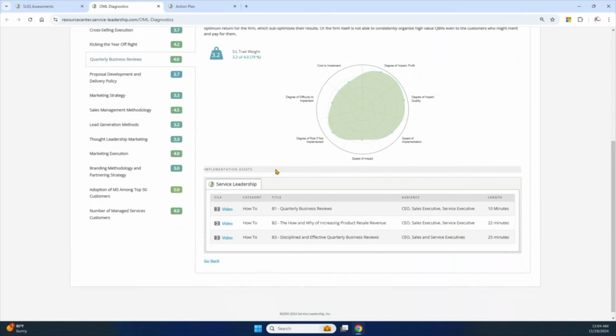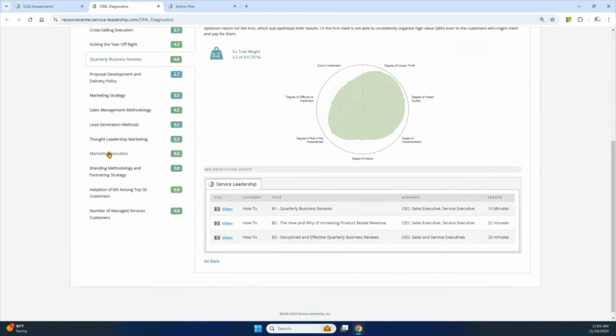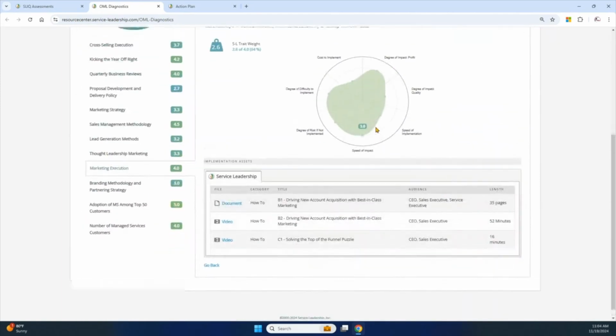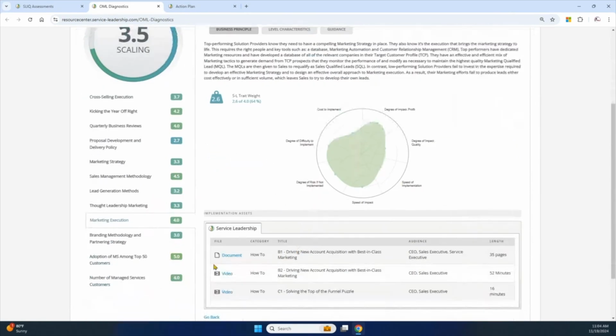So taking a look at one more trait, let's go into marketing execution. So again, we start with the business principle. I can see the ROI weighting across those 7 different dimensions. I see the different traits. What the difference is in terms of what you're looking at here is QBRs are weighted higher in several of those dimensions, which is why you see this as the 3rd most important trait to work on relative to marketing execution, which is lower down the list.